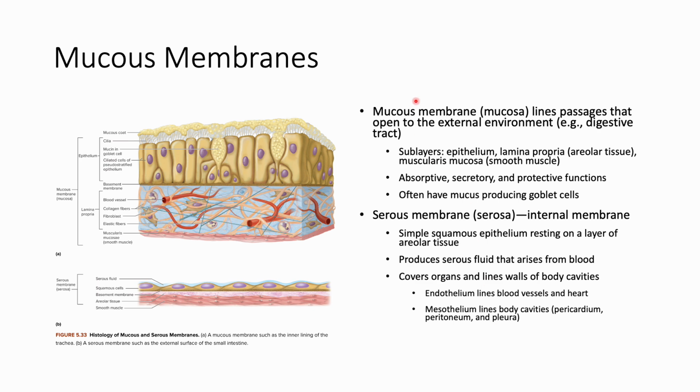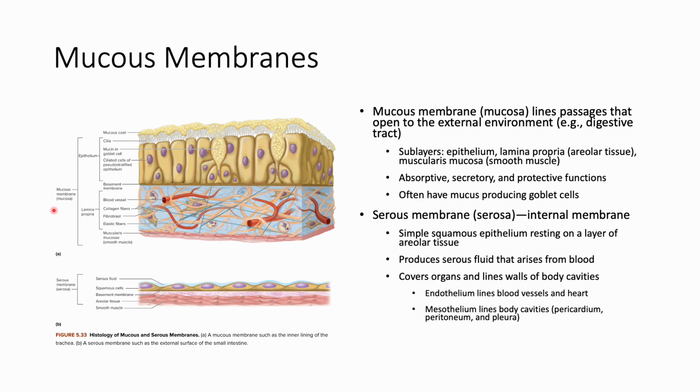Next, we have mucous membrane or mucosa. It lines passages that are open to the external environment. So, for example, it lines your entire digestive tract. It has sublayers. So we have the epithelium, which sits on a basement membrane. We then have the lamina propria, which then sits on a muscularis mucosae, which is made up of smooth muscle. What is the major function? It has absorptive functions, secretory functions, and protective functions. And they often have mucus-producing goblet cells.